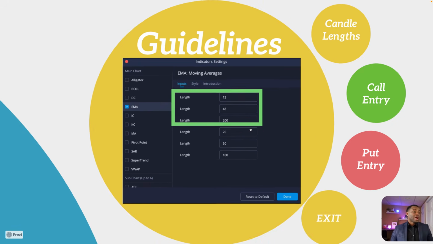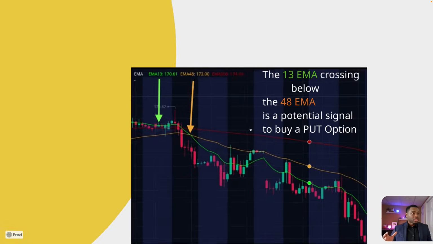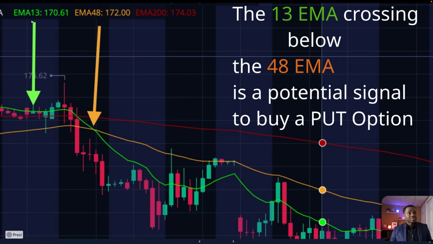Let's go to how to enter a put. It's literally the opposite. So we have our 13 EMA over here, this green arrow. We have our 48 EMA, which is pointed at by this orange one. Now look at this green line, our 13. Keep your eye on the green line. Remember, if you're trading like this, you have to make sure that you set these colors to something that you're going to remember. So in our case, we have the 13 green. This is what I keep my eye on.